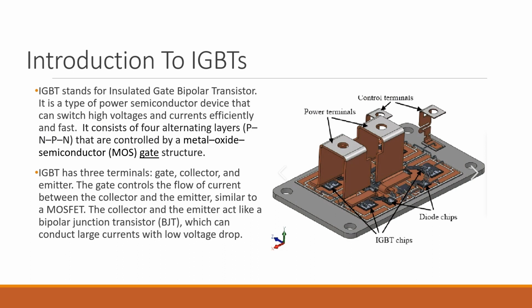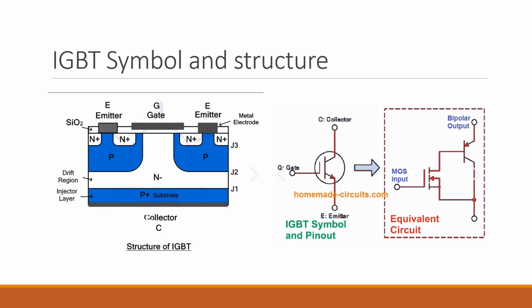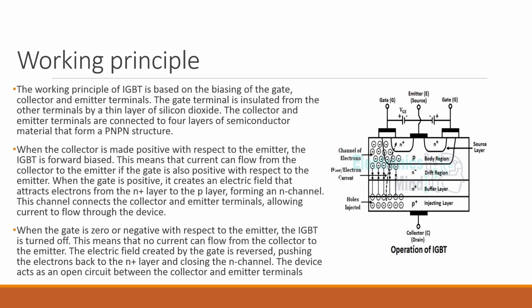IGBT has 3 terminals: gate, collector, and emitter. The gate controls the flow of current between the collector and the emitter, similar to a MOSFET. The collector and the emitter act like a bipolar junction transistor, BJT, which can conduct large currents with low voltage drop. You can see IGBT symbol and structure in this picture very clearly.